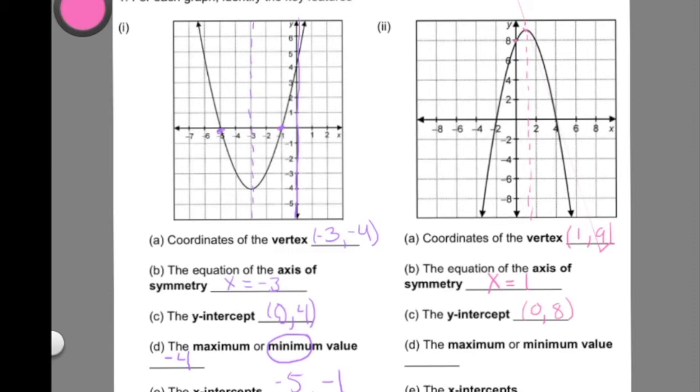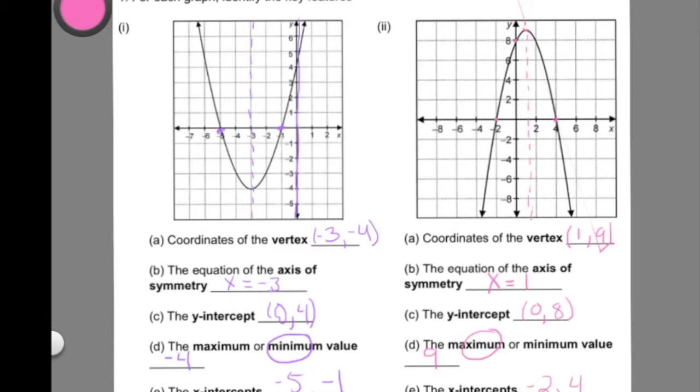Is this a minimum or a maximum value? Well, because it goes up, it is a maximum value. And what is the maximum value? The maximum value is going to be the y-coordinate of the highest or lowest point of the parabola. We know from our vertex here that that is 9. So the maximum value is positive 9. And the x-intercepts, where does it cross the x-axis? Well, it crosses once over here and once over here. So those zeros, or the x-intercepts, are -2 and 4.